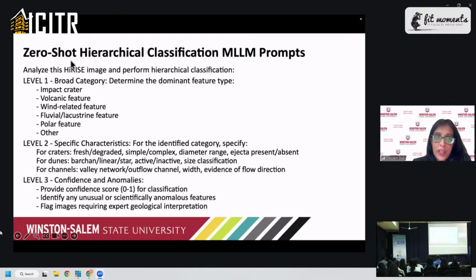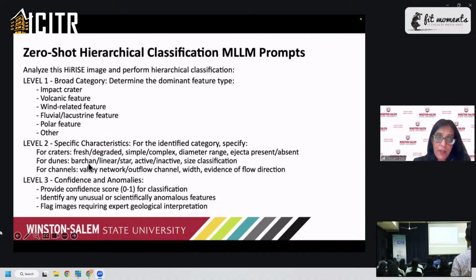Very basically, we use zero-shot hierarchical classification with MLLM prompts. Zero-shot basically means that we are not giving the MLLM any context or anything. We are just presenting the image, and then by doing some clever prompt engineering, we are asking the MLLM to give a level 1 classification, level 2 classification, and level 3 classification. So our prompt is basically like this. In level 1, we are asking: does the image belong to a crater? Is it a dune? Is it a volcano? Is it a slope streak or some flowing structure?